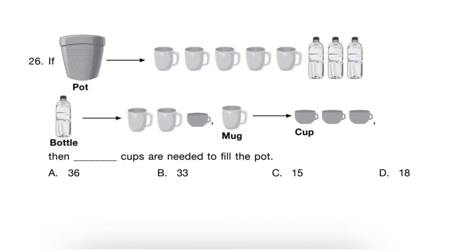Question 26. If 1 pot is equal to 5 mugs and 3 bottles, 1 bottle is equal to 2 mugs and 1 cup, and 1 mug is equal to 3 cups, then how many cups are needed to fill the pot? We'll have to start solving from backwards. So 1 mug is equal to 3 cups. If we apply that value, bottle is equal to mug plus cup, so 3 cups and 1 cup. That is 3 plus 3, 6, 6 plus 1, 7. Bottle is equal to 7 cups.